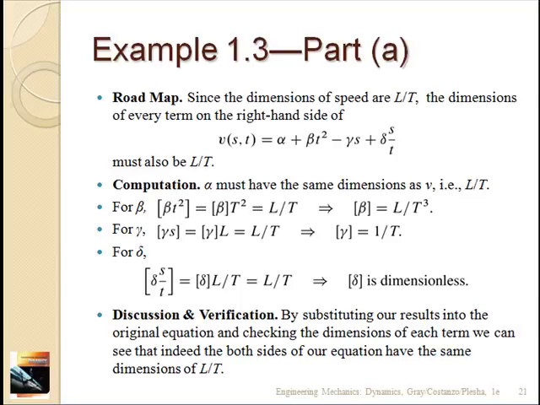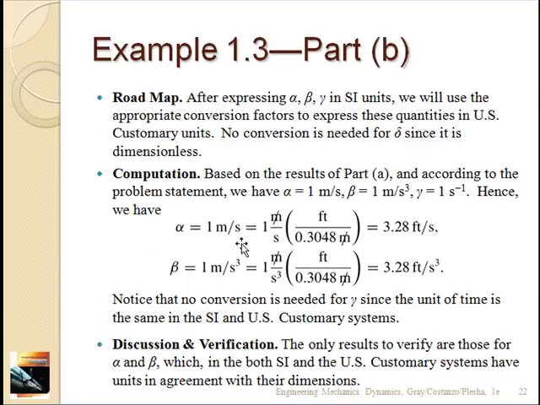Okay. And then the second question is, suppose all these constants are equal to 1 in SI units. Alpha has units of meters per second, so alpha is 1 meter per second. What is it in the British units? Well, seconds are the same, but we have to convert meters to feet. So we have 1 meter per second times 1 foot per 0.3048 meters, and that gives us 3.28 feet per second, right? Feet per second is all that's left after we cancel the meters.